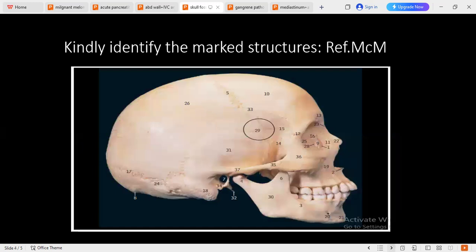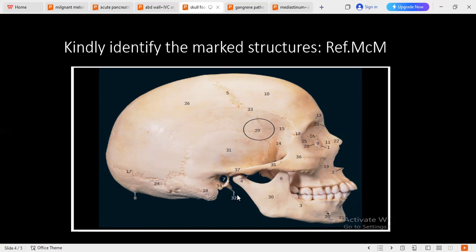Yeah. All right. Can you identify number 29? It is pterion. What is pterion? Pterion is a junction point of 4 bones: frontal, temporal, parietal, and sphenoid. Yes. And what is the clinical significance of pterion? Yes, middle meningeal artery passes behind this location in a groove and trauma to this area may cause extradural hematoma and tearing of the middle meningeal artery.